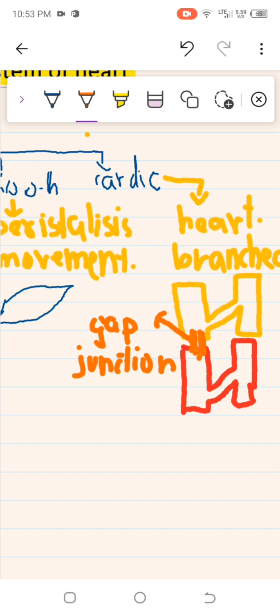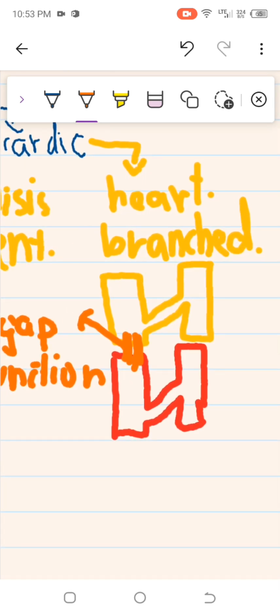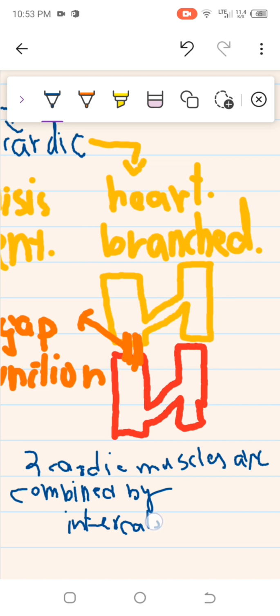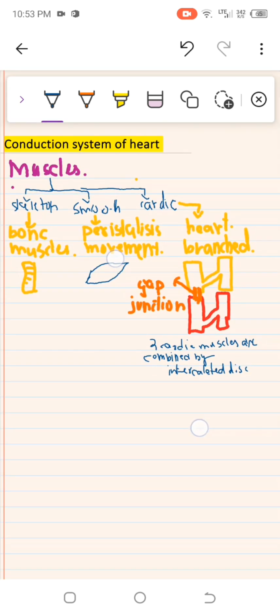Now, if you talk about the cardiac muscles, two cardiac muscles are combined by the intercalated disc. Two cardiac muscles are combined by the intercalated disc. Fine.